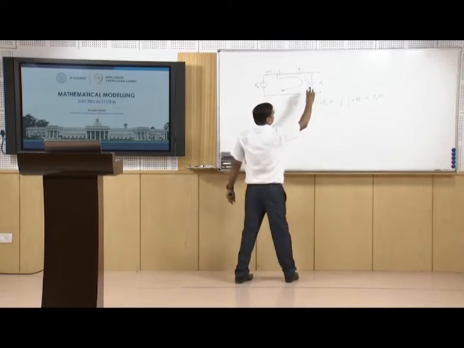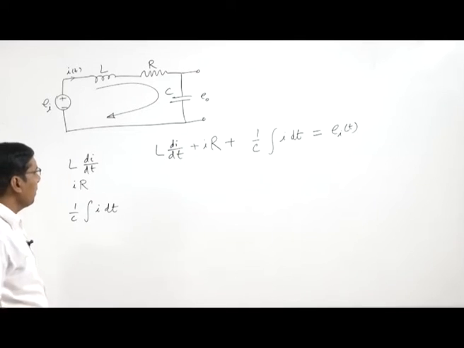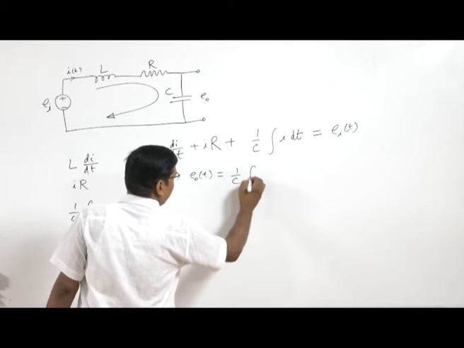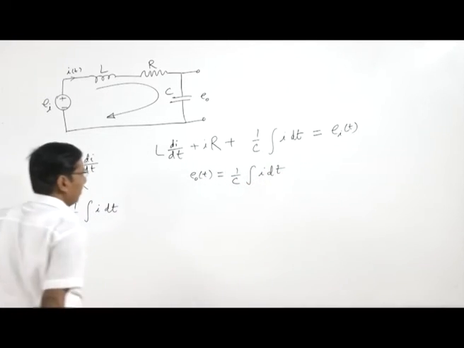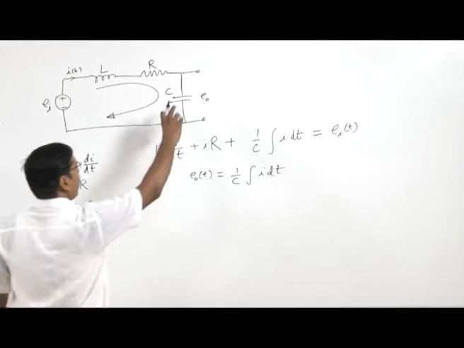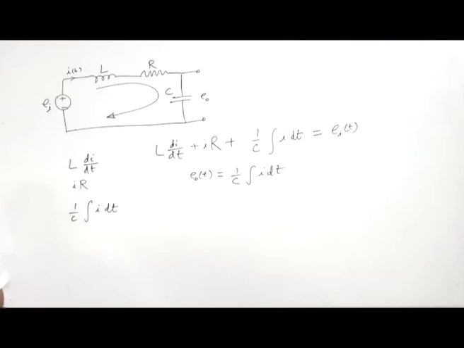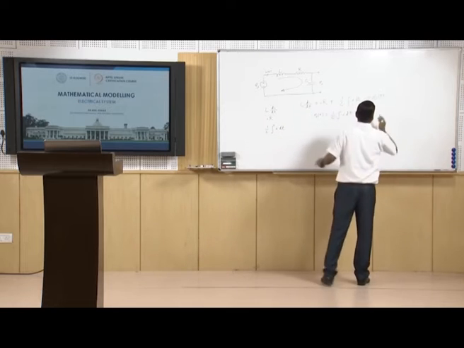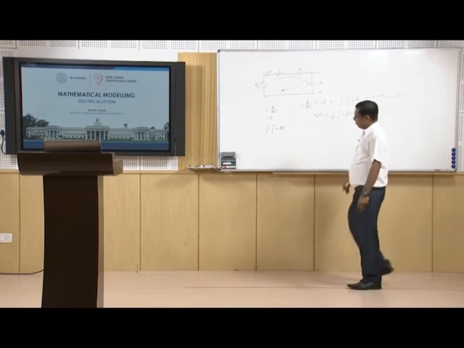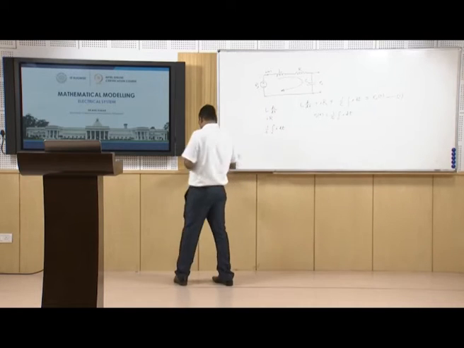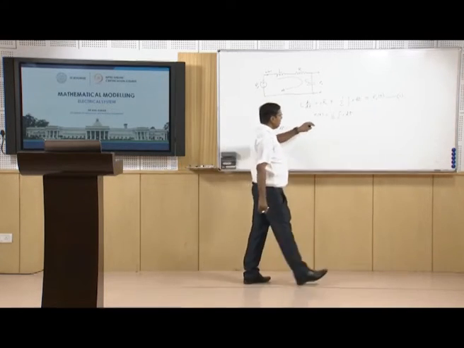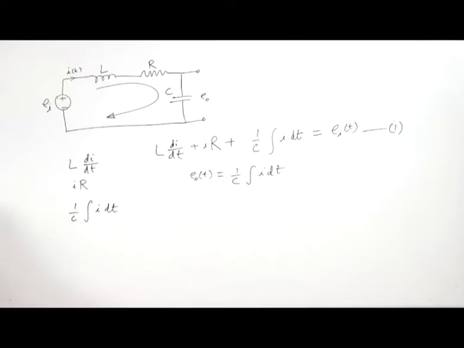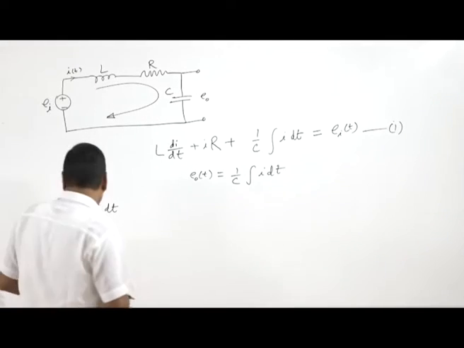Now, here we are measuring the output. So the output is equal to 1 by C integral of i dt. The output we are taking is the voltage across the capacitor. So now we can see this is the equation for this system. It contains an integral as well as a differential term. Now we have to find the transfer function.